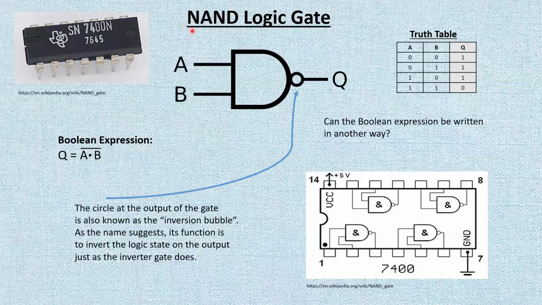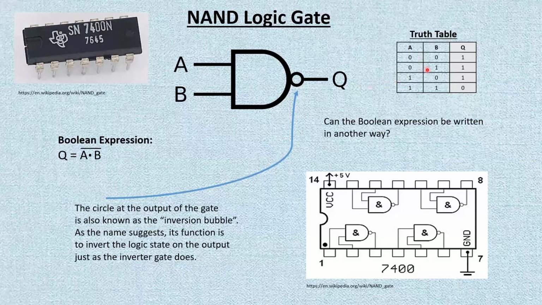Then there's a NAND gate, which is a NOT AND gate. See that inversion bubble right here? The inversion bubble means that it is turning whatever is on the output the opposite way. And since we're dealing with the binary system, it's going to turn 0 into 1 and 1 into 0. Simple. So the truth table is just the opposite of an AND gate.